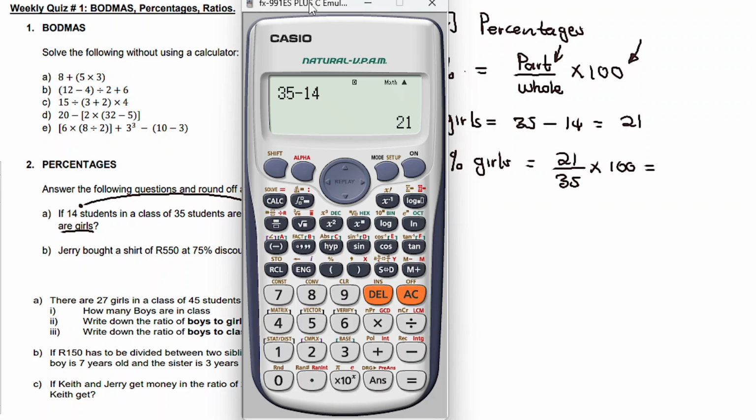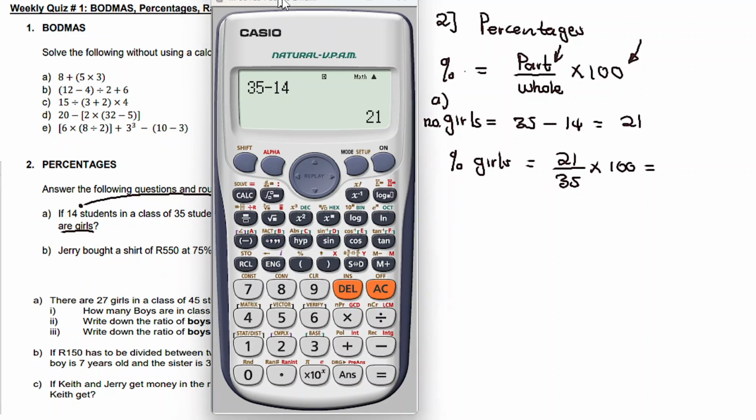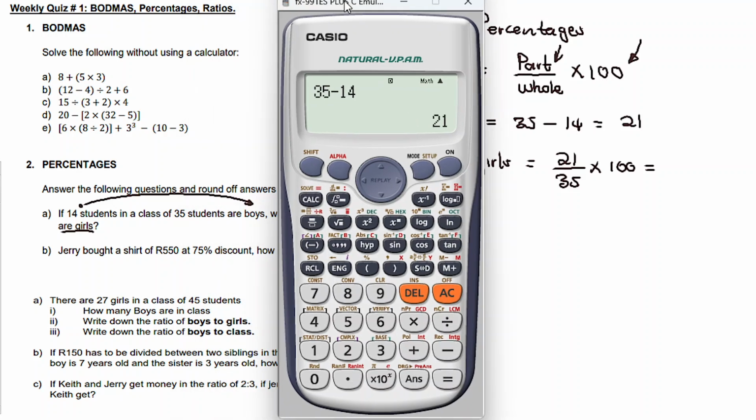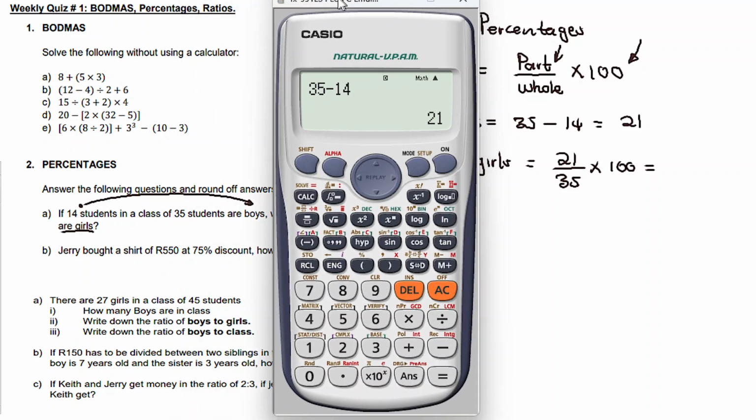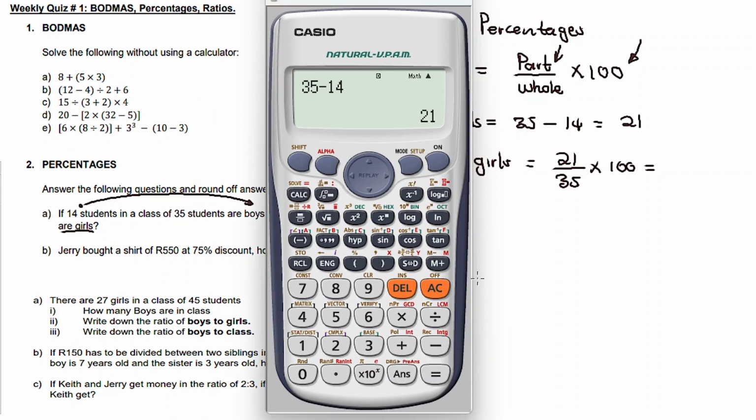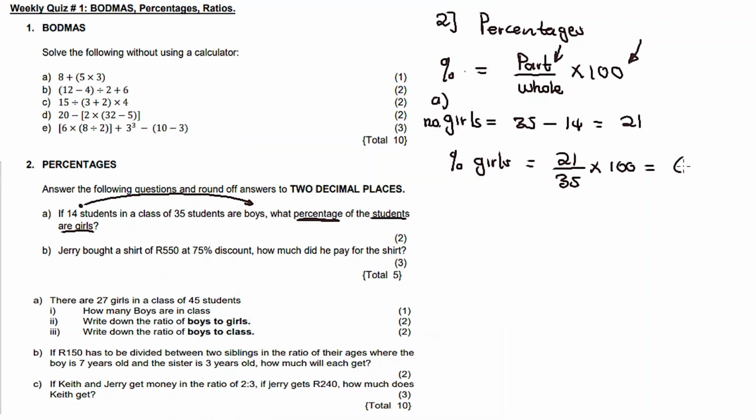So I saw that some of you guys actually took the 14 and divided it by 35 and multiplied by 100. You were calculating the percentage for the boys, not the girls. Using 21, it's 21 over 35 multiplying 100 gives us a 60%. If you got the 60%, well done.